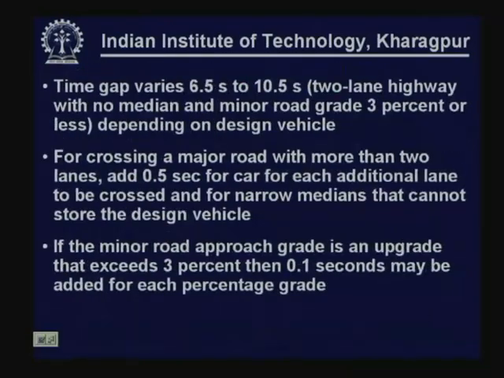In normal condition, the time gap varies from 6.5 seconds to 10.5 seconds, as it was used for case B2, that means for right turn. Same consideration here, but for crossing a major road with more than 2 lanes, 0.5 seconds per car is added. The value is different for commercial vehicles for each additional lane to be crossed, and for narrow medians that cannot store the design vehicles. Similarly, a correction is applied for the grade if the grade is more than 3%.